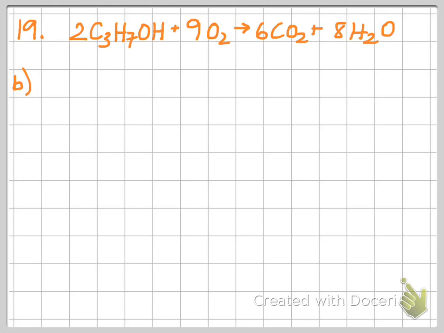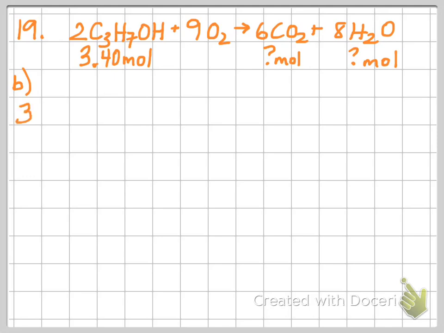Letter B says find the moles of each product formed when 3.40 moles of isopropyl alcohol reacts with oxygen. So we're starting with the same given, 3.40 moles. But this time we're asked to calculate how many moles of each product. That's going to require 2 problems, and it does not matter which one I do first. You guys know I'm pretty much a linear thinker, so I'm going to do the carbon dioxide first because it's written first in the products.